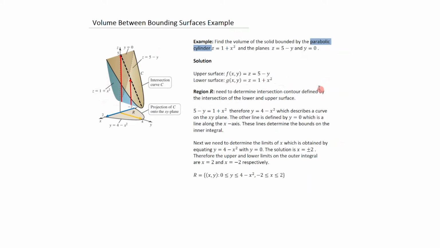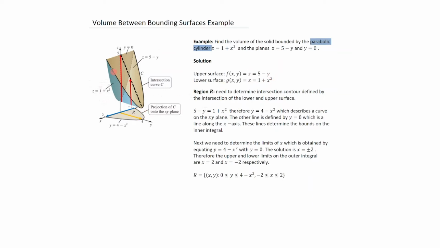So if we were to look at this now in terms of the problem, what is the upper surface and what's the lower surface? Well, the upper surface basically is this surface that you would see here, which is z equals 5 minus y. And the lower surface basically would be this parabolic cylinder, which is 1 plus x squared. Notice that this is larger than this, and that this is a point at which the intersection takes place, and of course we'll need to know that.